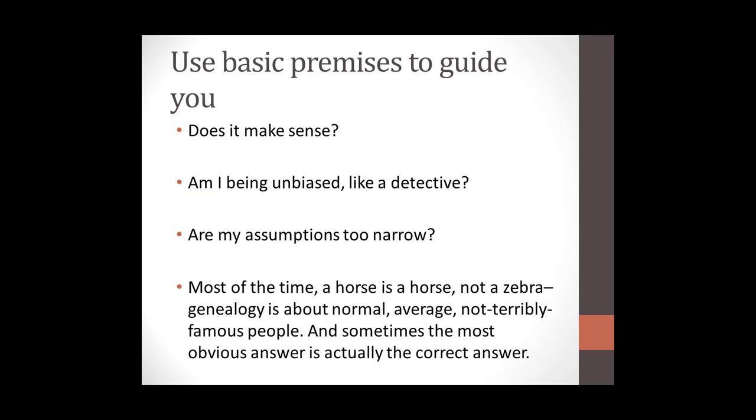One of the things that people talk about, at least in medical terms, is that a horse is a horse, not a zebra. And sometimes we're looking for the zebra when really a horse is a horse. Genealogy is about normal, average, not very terribly famous people. And sometimes the most obvious answer is actually the correct one. Where we might be looking for royalty or a Native American princess or a Mayflower ancestor, it may not be true. So think about ordinary people. What would ordinary people have been doing in the 1750s? Most of them might have been farmers or working in a blacksmith shop or something like that. So think about things in a timeline and in terms of normal, average, ordinary people.